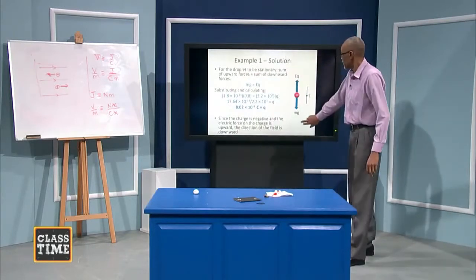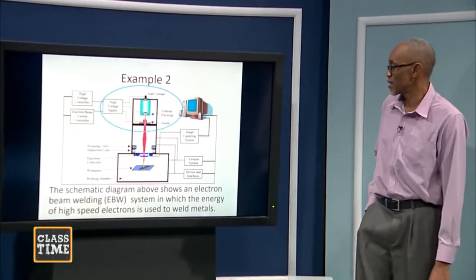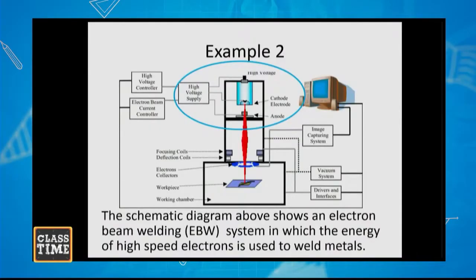Example 2. Let's look at another example. Now, this is a schematic diagram above. It shows an electron beam welding system in which the energy of high-speed electrons is used to weld metals.